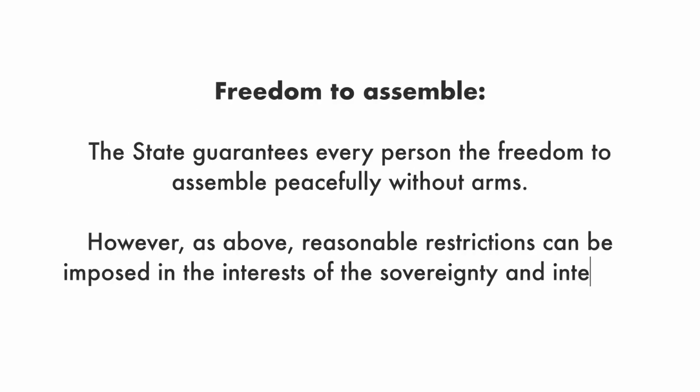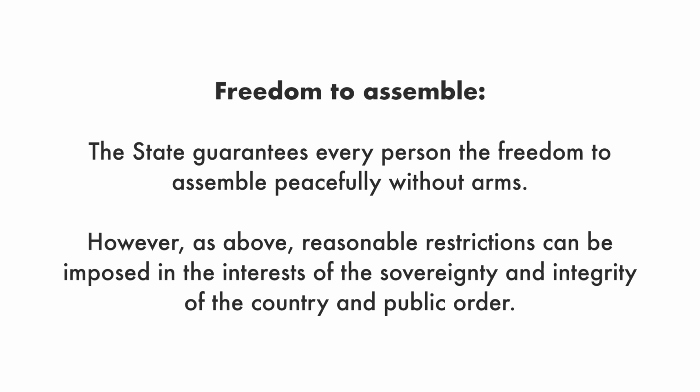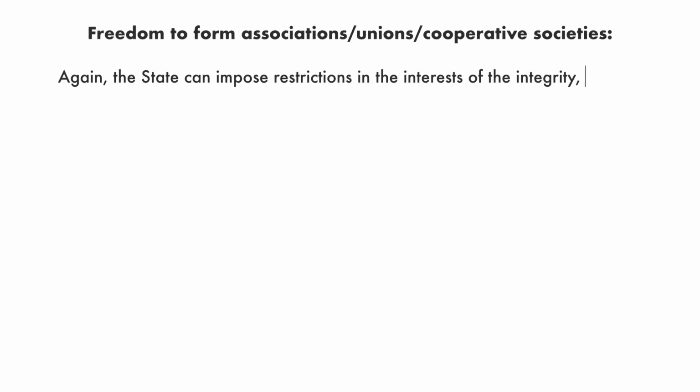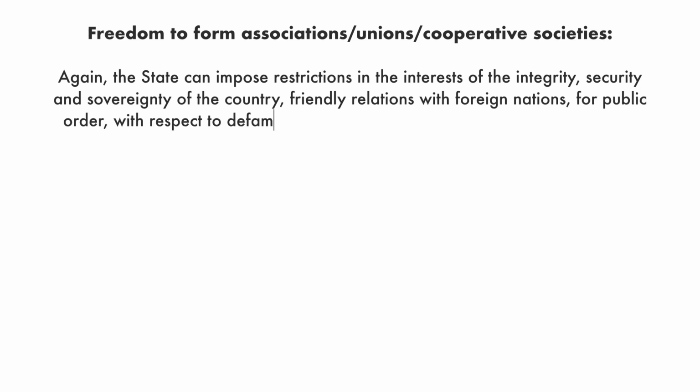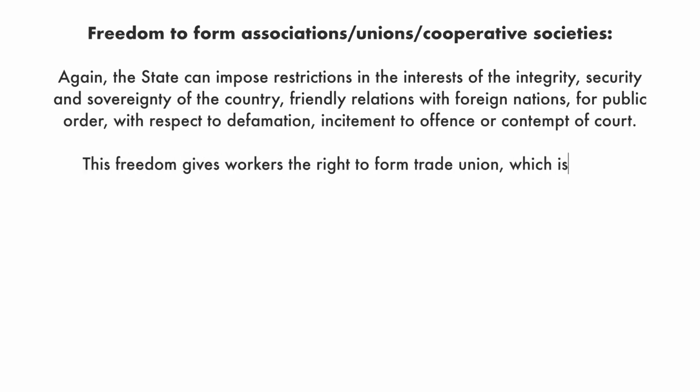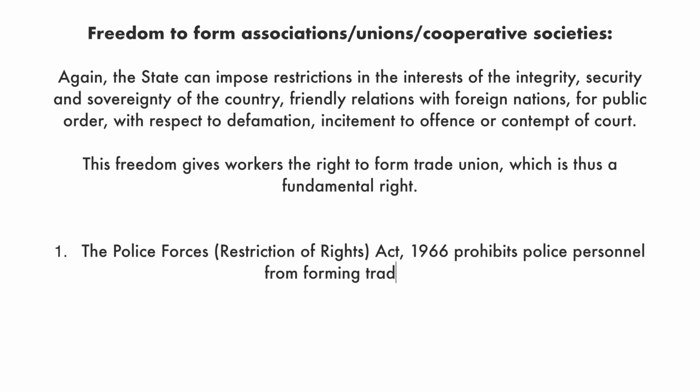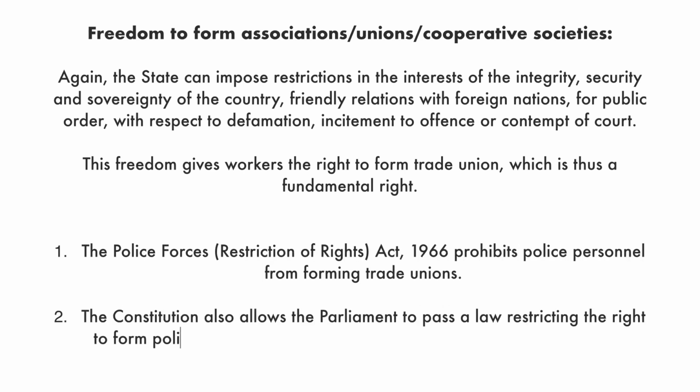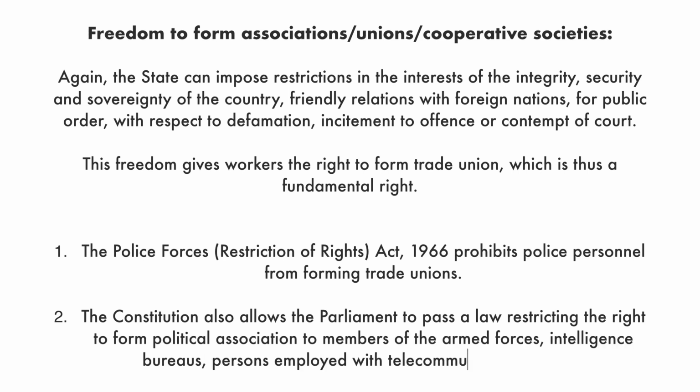Freedom to assemble. The state guarantees every person the freedom to assemble peacefully without arms. However, as above, reasonable restrictions can be imposed in the interest of the sovereignty and integrity of the country and public order. Next, freedom to form associations, unions, or cooperative societies. Again, the state can impose restrictions on the grounds that we have already discussed. This freedom gives workers the right to form trade unions, which is thus a fundamental right. The police forces and armed forces, intelligence bureau persons, and those employed with telecommunication systems are not allowed to form unions. They cannot have a union or an association. So remember these two very important points.